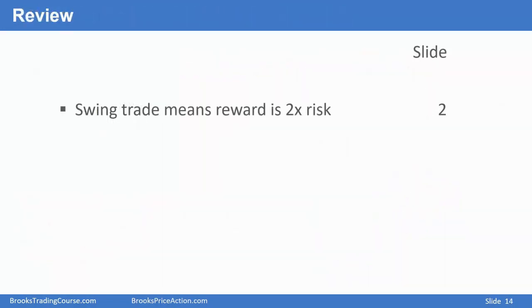In this video, I defined a swing trade as a trade where you're trying for a reward that is at least twice as big as your risk. The probability for a swing trade in general is at least 40%, and if you have a reward that is twice your risk as your goal, you have a positive trader's equation.